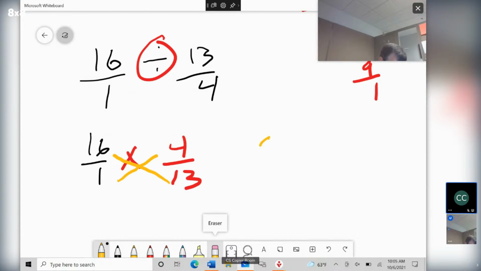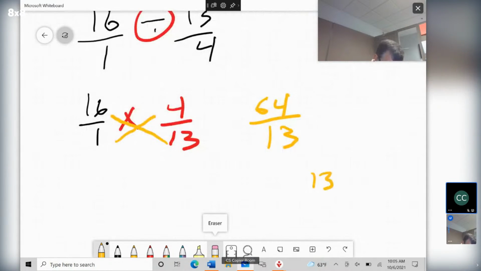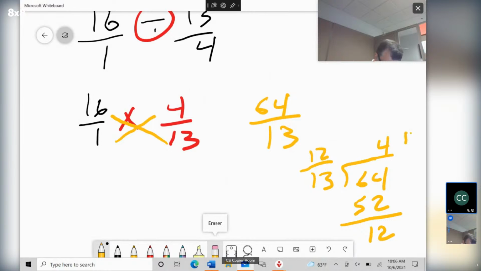4 times 16 is 64. 1 times 13 is 13. And we've got that improper fraction again, so we're going to have to do a little bit of reducing. 13 into 64 goes 4 times, and that's 52, and 12 is left over, so it's 12/13. So we have 4 and 12 over 13.